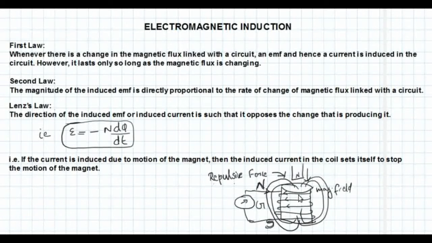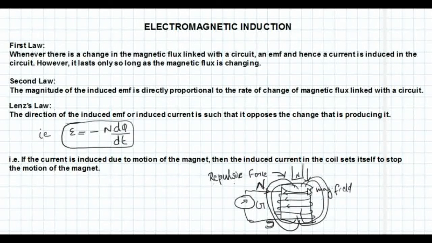So this coil will produce a current that opposes the motion of this bar magnet. That is the essence of Lenz's law. So this coil will produce a magnetic field, right? Or this induced EMF, right? The induced current will produce a magnetic field that will stop the motion of the magnet.